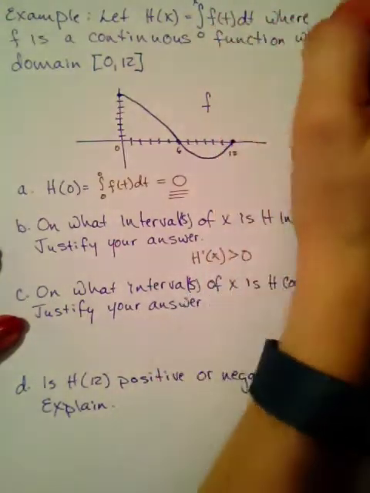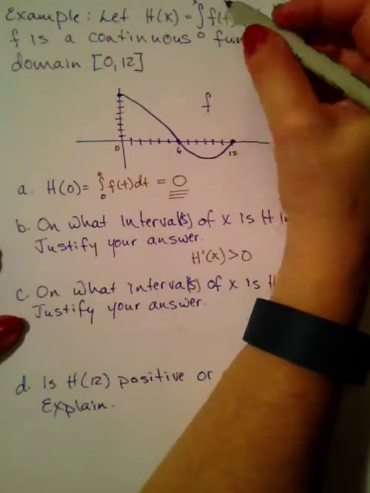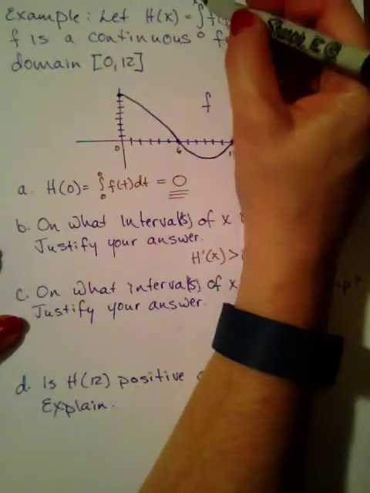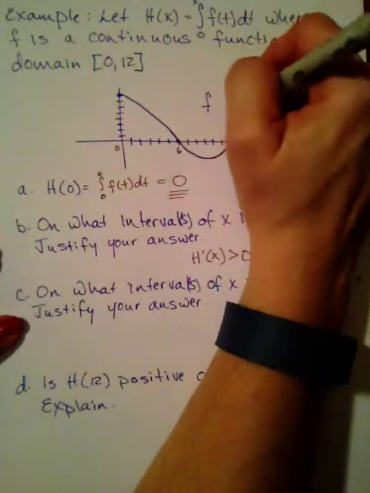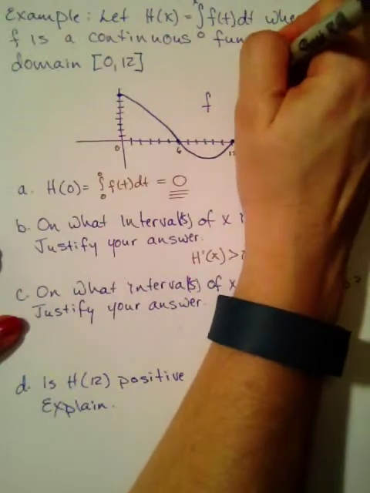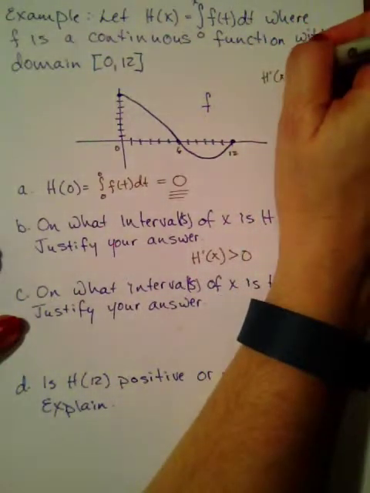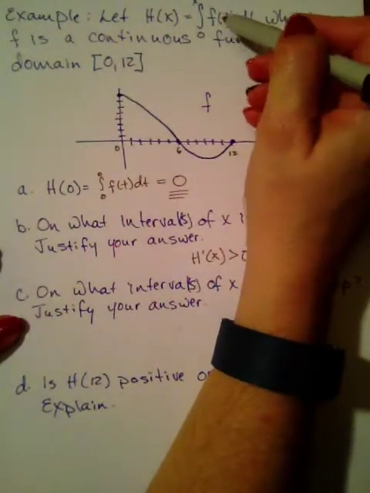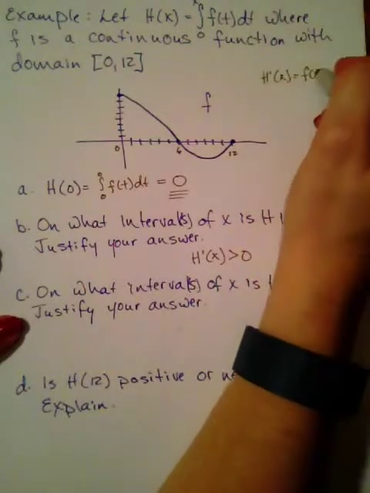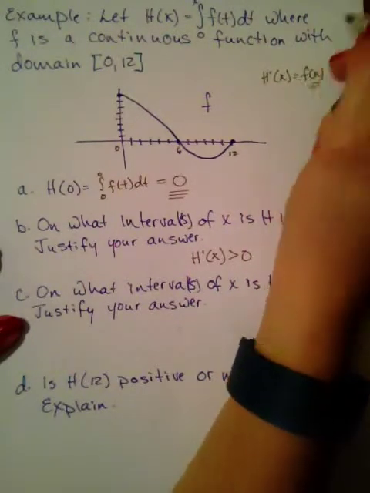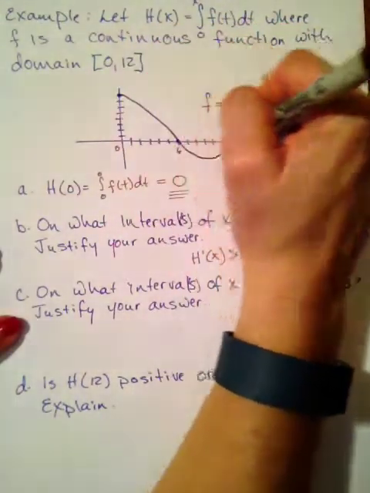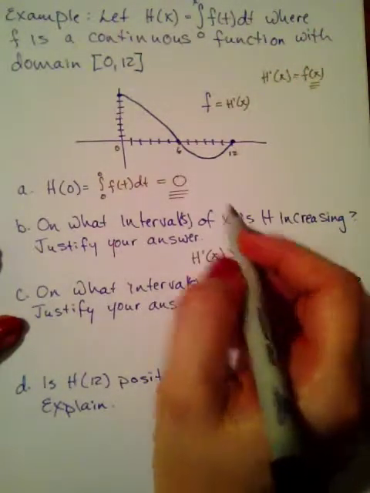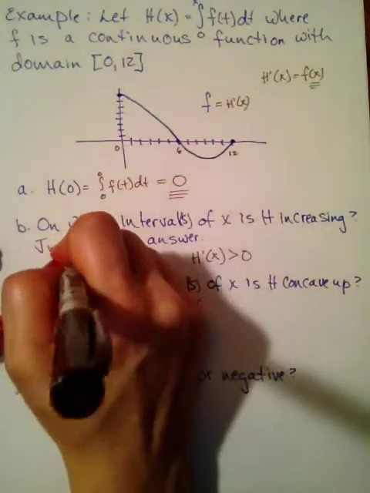I come over here and I'm like, well, h of x is equal to the integral from 0 to x of f of t dt. And we're going to use the second fundamental theorem. We're doing the derivative of an integral. And h prime of x equals f of x. We would take the antiderivative, plug in x, plug in 0, subtract, take the derivative, and we're back with what we started with, but with a variable swap. So this graph right here is our h prime of x. So when is h prime of x greater than 0? Well, that would be from 0 to 6.